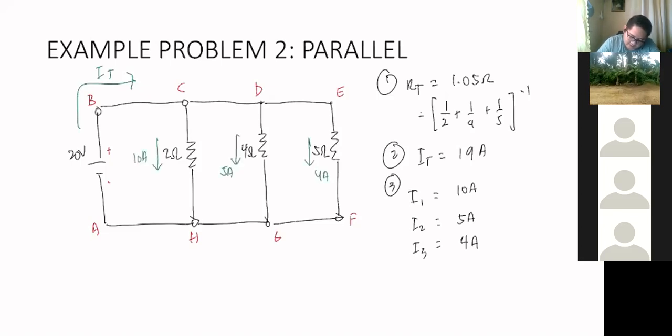So, ibig sabihin, kung papasok dito is 19 amperes, bababa ay 10. So, pupunta dito ay 9 amperes. Then, bababa 5 amperes. Meron ditong 4 amperes. Okay? And then, pagdating dito, 4 amperes pa din siya. Then, sa node G, this will be 9 amperes. And dito sa node na to, this will be 19 amperes.